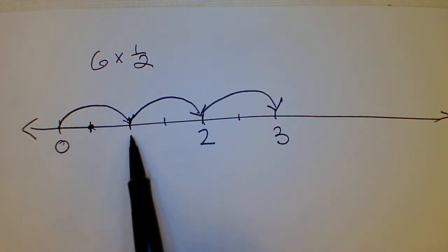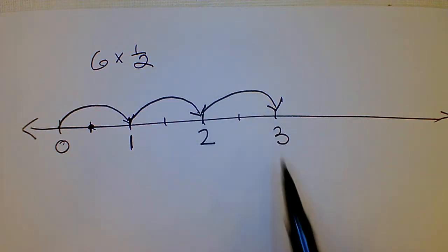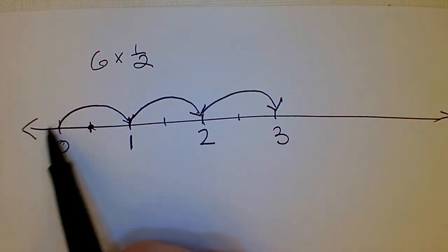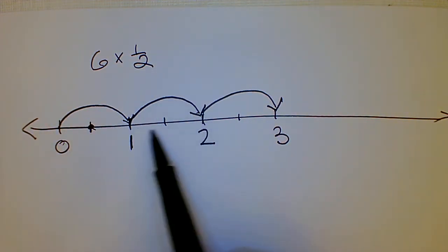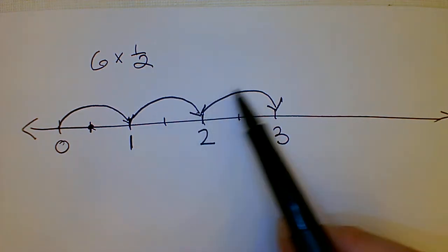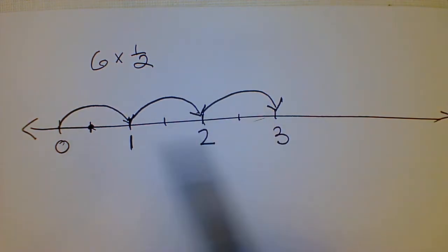But what I did was I modeled it by grouping them together, just like how we grouped them together before with the parentheses. And so what I ended up with was 3 groups of 2 halves. So here's one group with 2 halves, another group with 2 halves, and another group with 2 halves. So I have 3 groups of 2 halves.